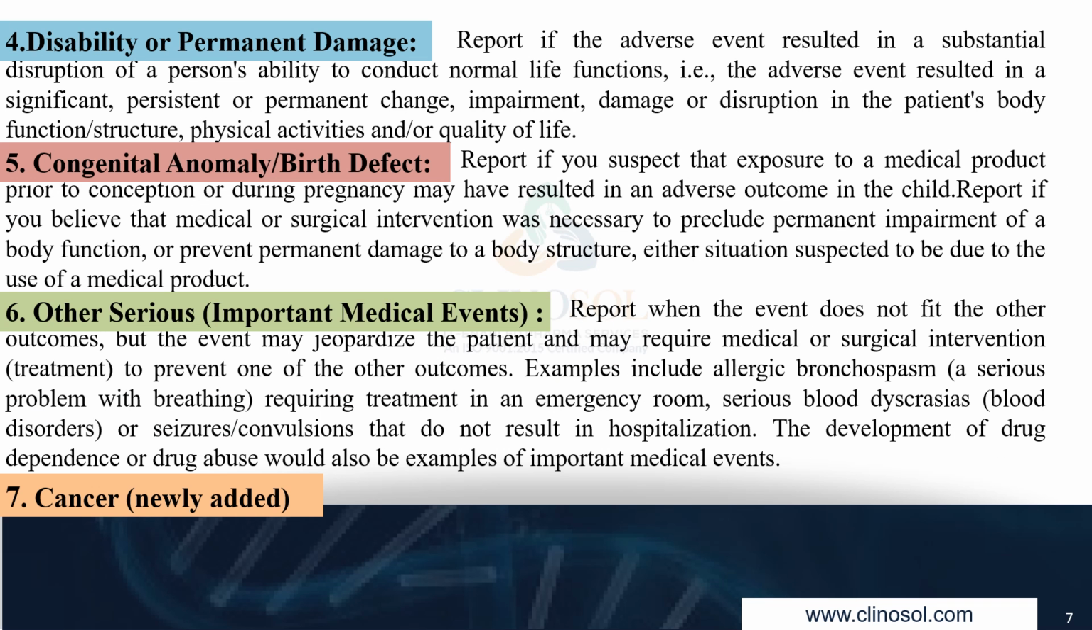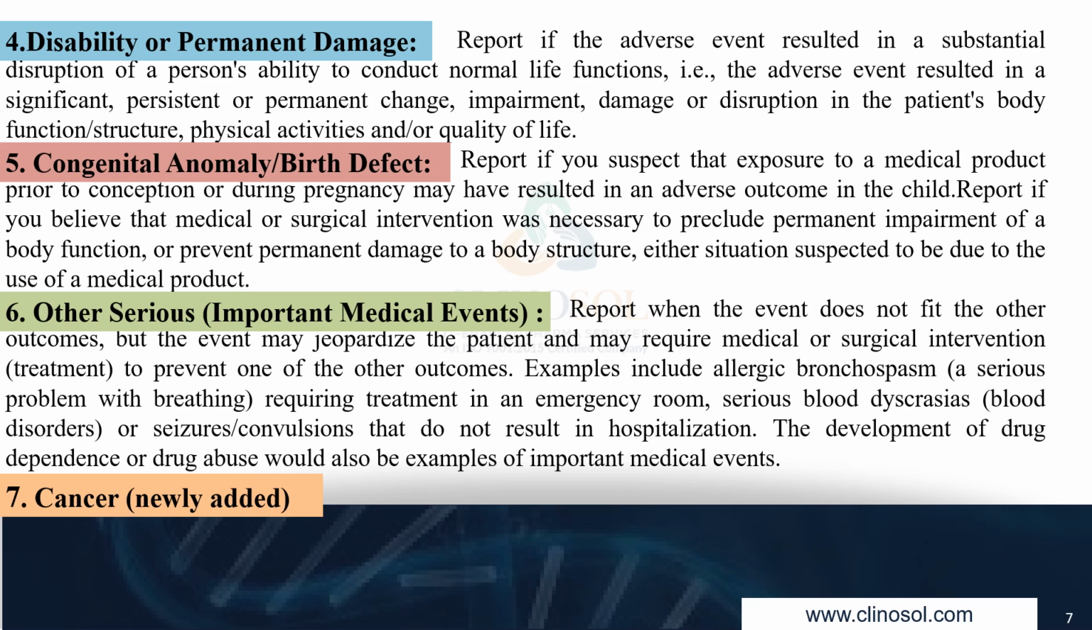And the fourth one is disability or permanent change. Report to FDA if the adverse event resulted in a substantial disruption of a person's ability to conduct normal life functions. That is, the adverse event resulted in a significant, persistent, or permanent change, impairment, damage, or disruption in the patient's body function or structure, physical activities, and quality of life.